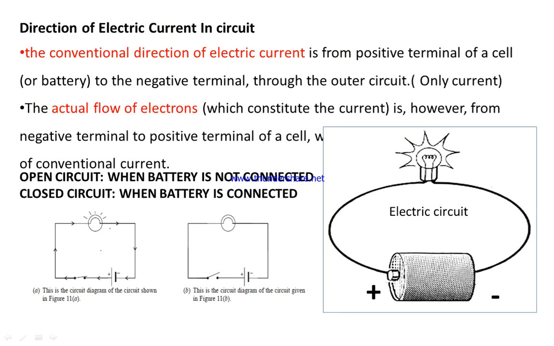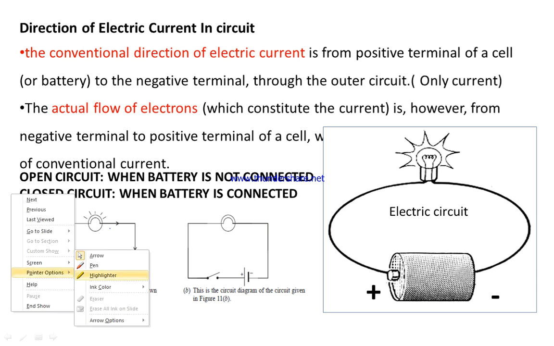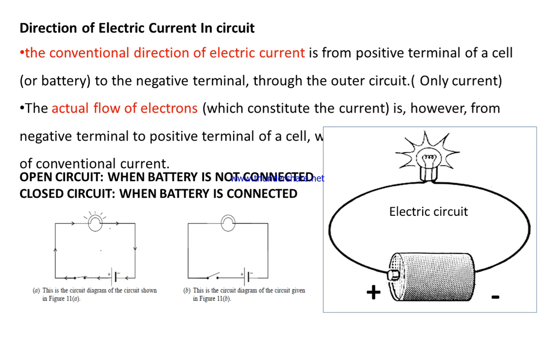Now let's talk about the direction of electric current. Okay, let's talk about the electric current. So this is the battery, that is the cell, this is the wire, and this is the bulb. So this bulb, wire and battery constitute the electric circuit. This is known as the electric circuit.